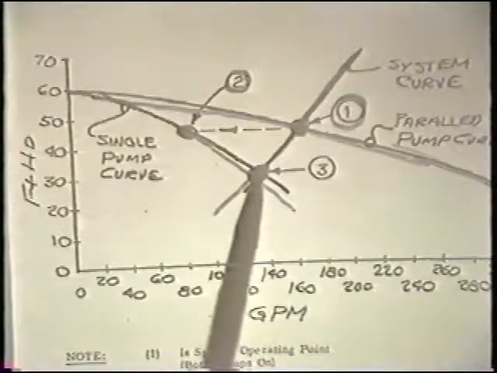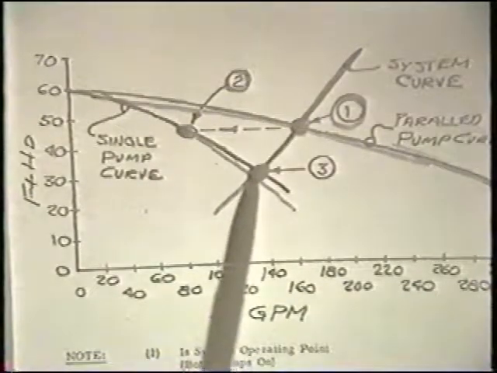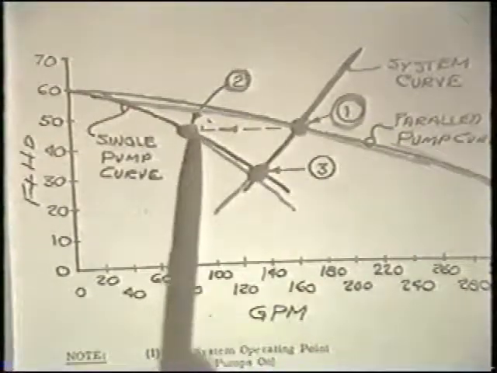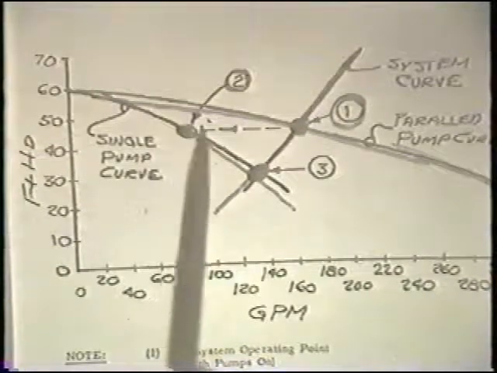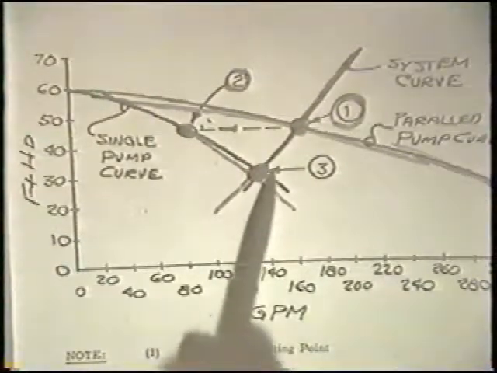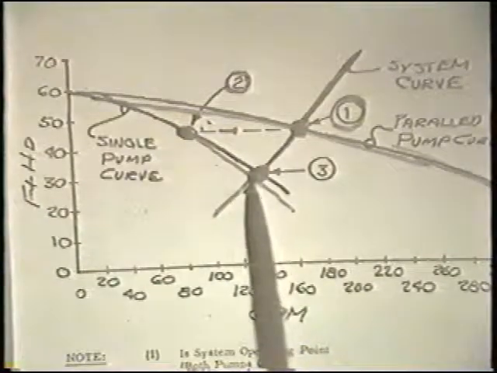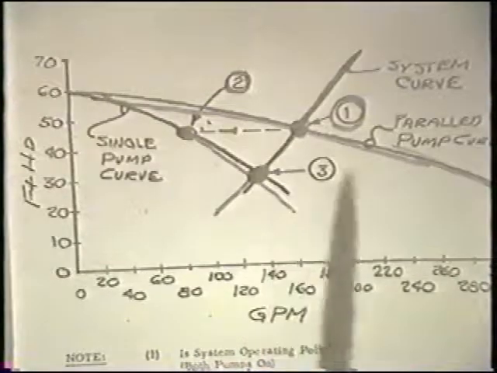Now, operation at point number 3, of course, requires higher horsepower than operation when both pumps are in operation and operating at a lower horsepower draw. So we have to ensure in parallel operation that we do not exceed the horsepower draw need for that single pump when it operates by itself.